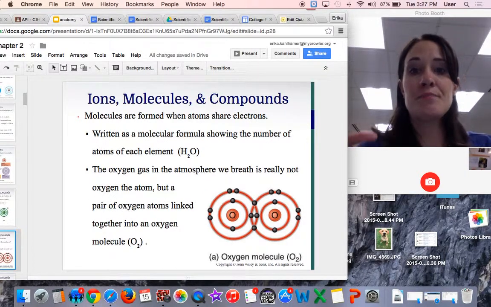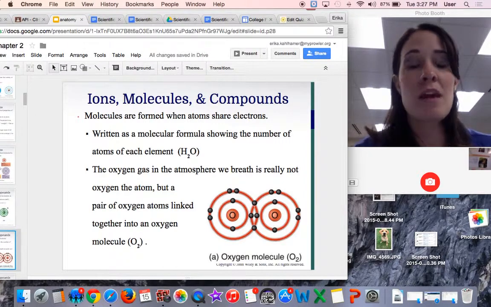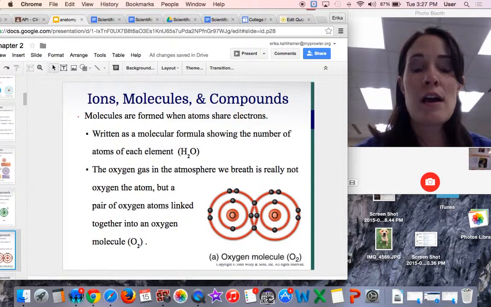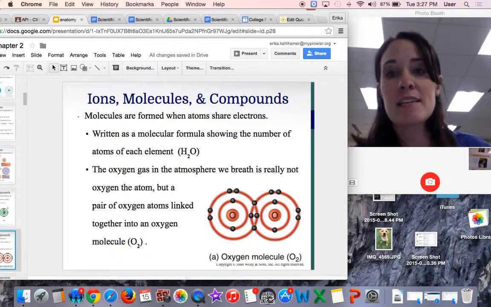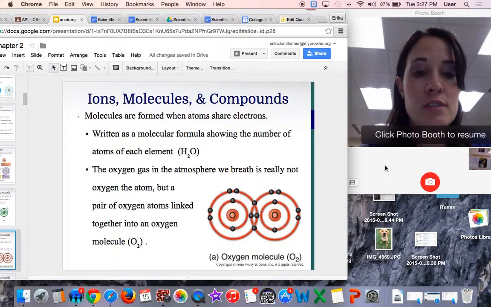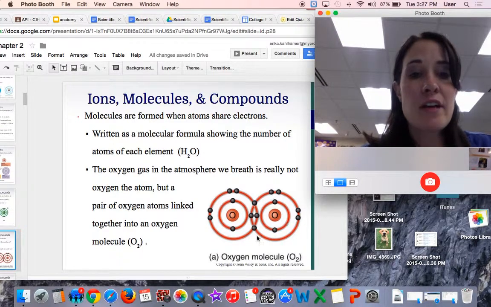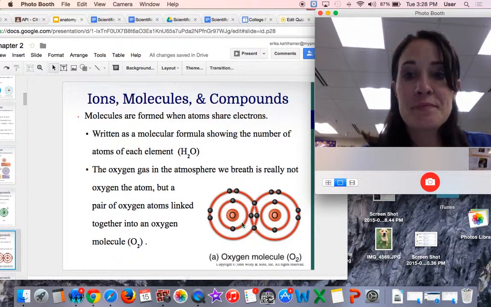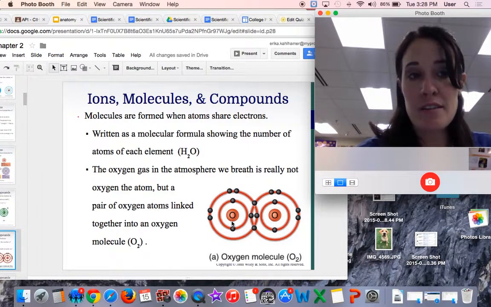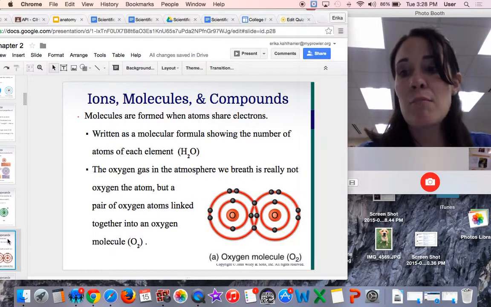When atoms share electrons, they become a molecule. And molecular formulas show how molecules are orientated. So here we have H2O, when 2 hydrogens share electrons with an oxygen. That, of course, is water. Here is oxygen gas, O2. We can see 2 oxygen atoms are sharing 2 electrons here. So when you breathe in oxygen, you're not just breathing in the atom oxygen, you are breathing in oxygen gas, which is a molecule, O2.